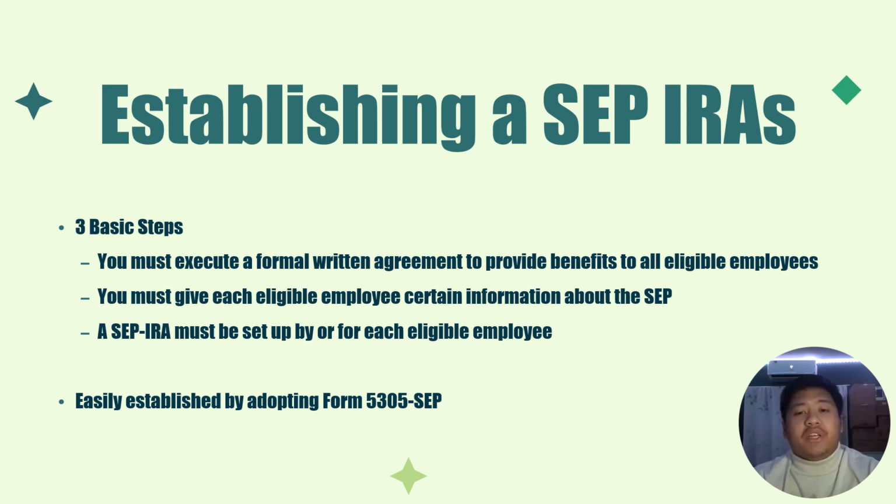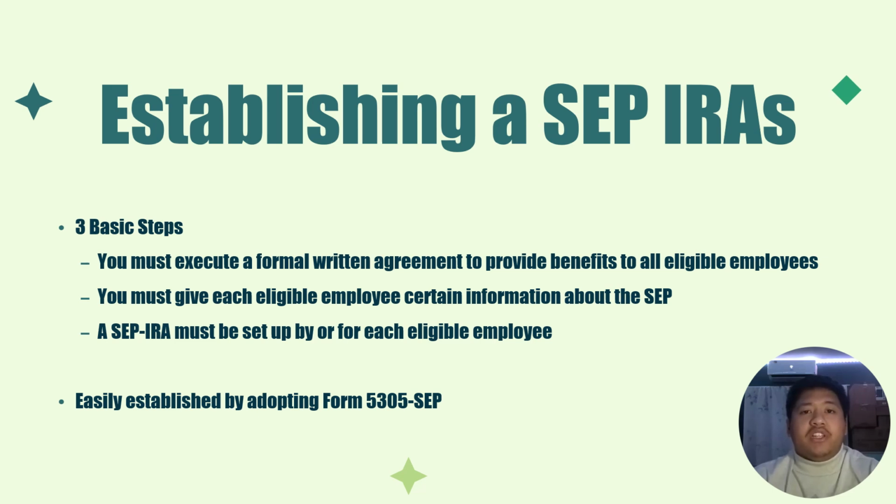Moving on to establishing an SEP IRA. Now, there are three basic steps that you must do. First, you must execute a formal written agreement to provide benefits to all eligible employees. Second, you must give each eligible employee certain information about the SEP. And lastly, the SEP IRA must be set up by or for each eligible employee, and is easily established by adopting the Form 5305 SEP. Once the Form 5305 is used, no other retirement plan can be used.